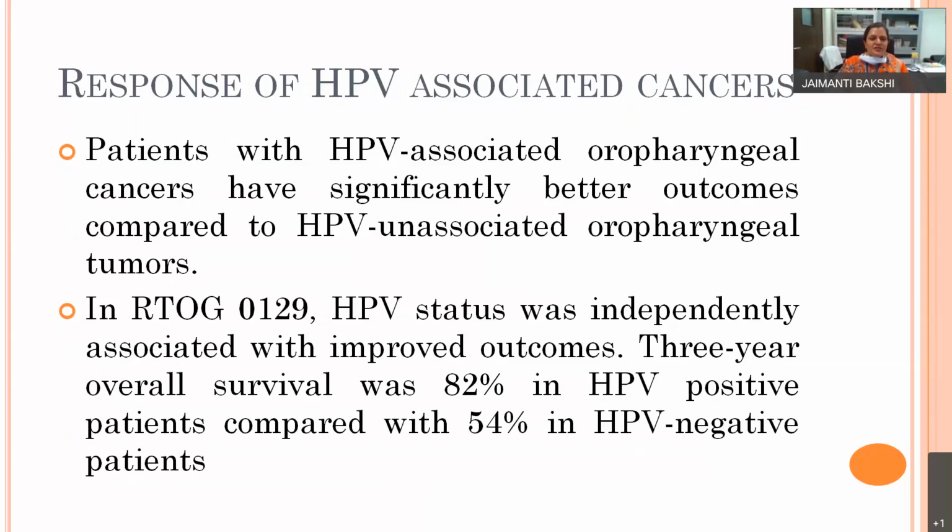If we look at the response of HPV-associated cancers, it has been found that patients with HPV-associated oropharyngeal cancers have significantly better outcomes compared to HPV-unassociated oropharyngeal tumors. In the RTOG 0129 trial, HPV status was independently associated with improved outcomes, and 3-year overall survival was found to be 82% in HPV-positive patients compared to 54% in HPV-negative patients.